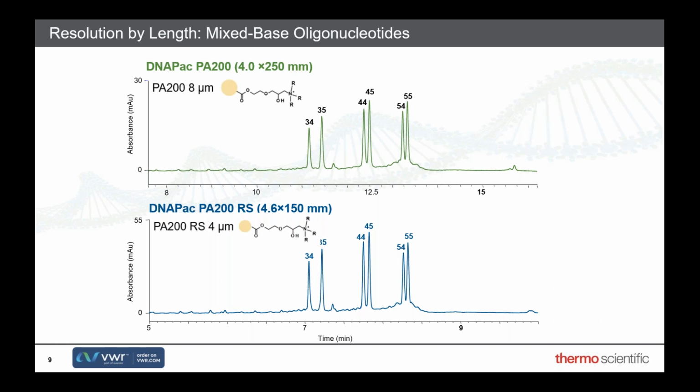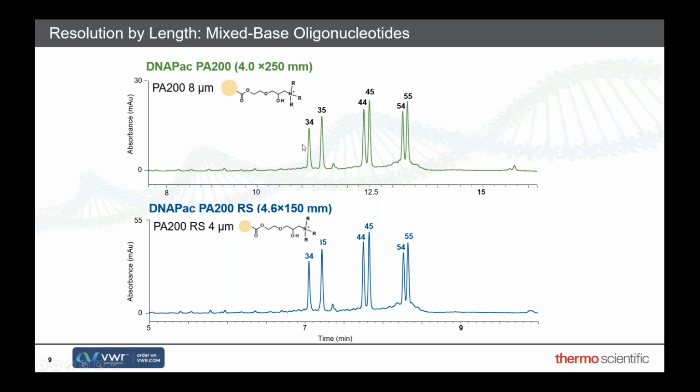Now, this is an example of the two columns that I'd like you to look at more strongly. This is the DNA Pac PA200, which is really your workhorse column. And here we've got a 25 centimeter long column, and that's separating N+1 from N, even at the level where you've got a 54 base pair long molecule, separating it from a 55. That's just one base pair difference. And that's an easy separation for this column. But you can see the 34 and the 35, that's an easier separation, and it's a wider separation.